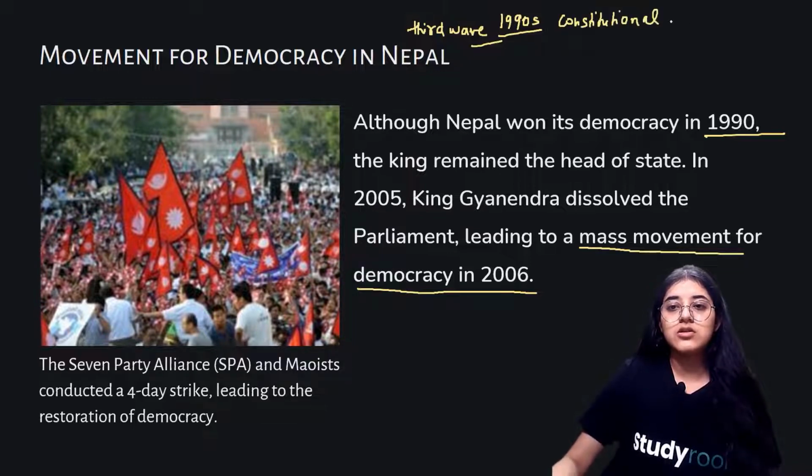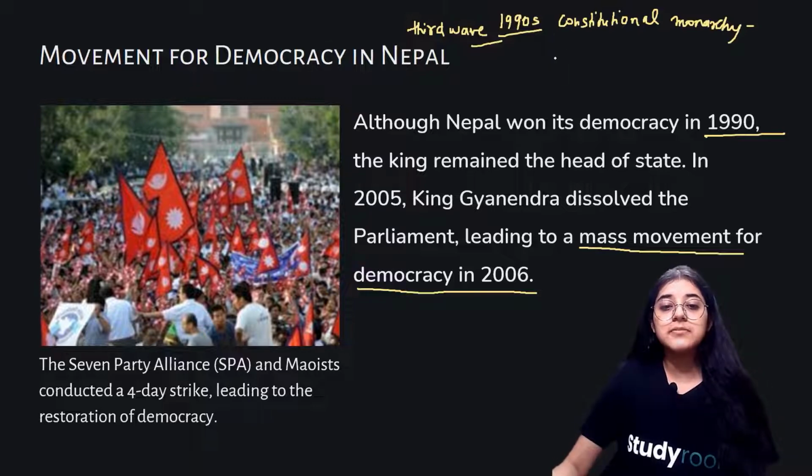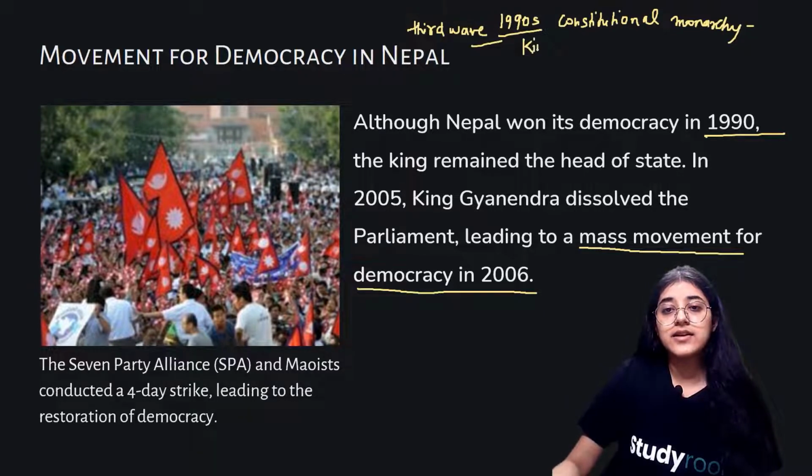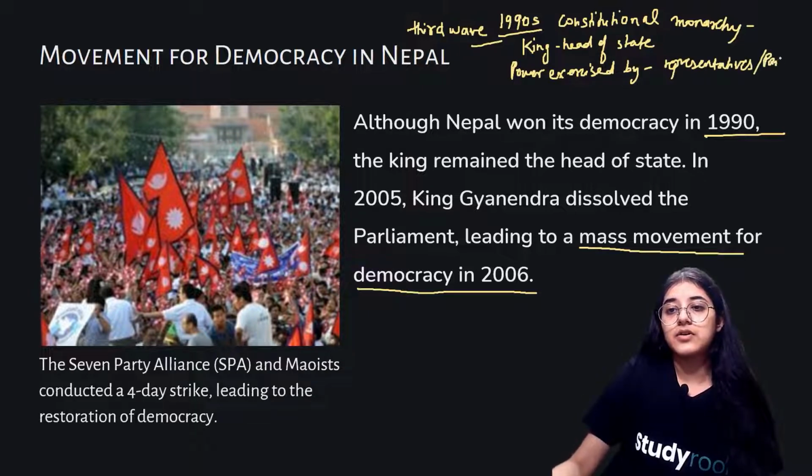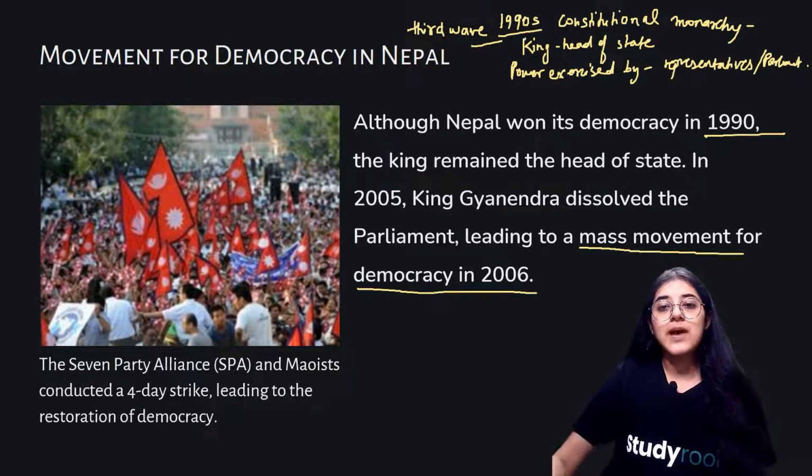So what was happening in Nepal till 2005 was constitutional monarchy. So what exactly is constitutional monarchy? It is basically that system in which the king formally remains the head of the state, but the real power is exercised by the popularly elected representatives. King as head of the state, power exercised by representatives or parliament. So this was happening till 2005.